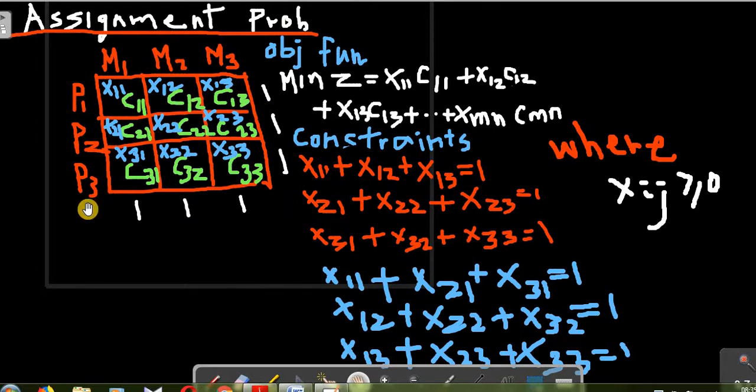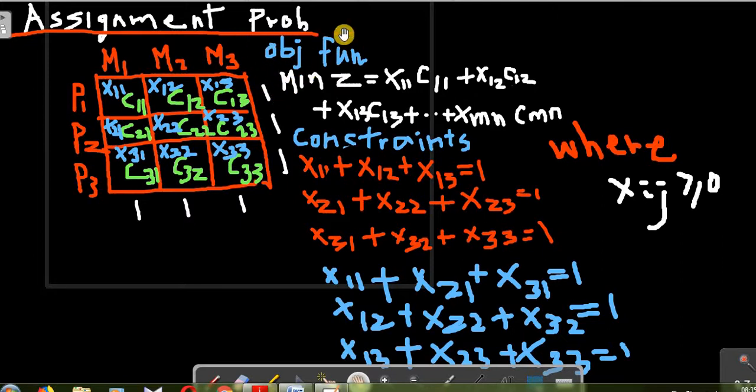Unlike in the previous problems, here some persons are assigned to only one machine. One person should not be connected to two machines. Only one person, one machine, like that we have to assign. So P1 is one person available, and P2 is another person available. We write only one outside, and the last person available we write at last. Similarly, first type machine, second type machine, and the last one is the third type machine.